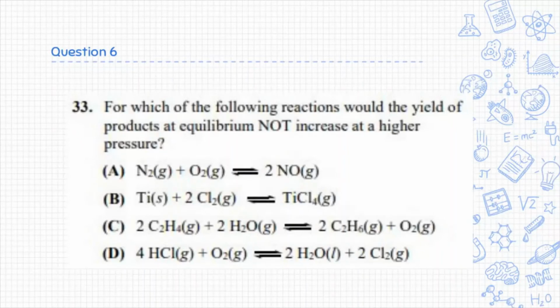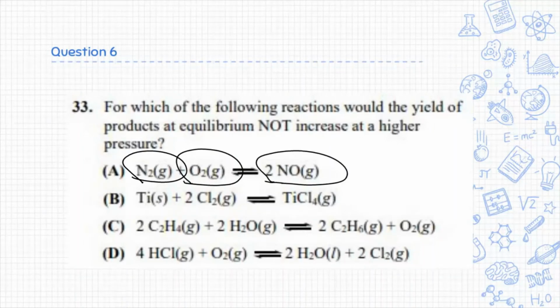And you can see over here from A that there are 2 gas molecules in the reactants, and there are 2 gas molecules in the products. That was a terrible sentence, but we can see that these two match. So even if we increase or decrease pressure, because there are the same amount of gas molecules, we can predict that the products at equilibrium would not increase at all. So we know the answer is A.